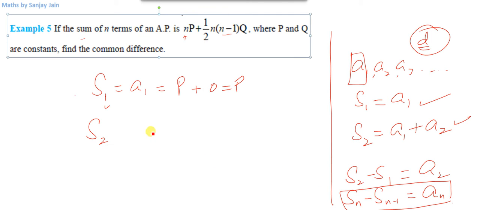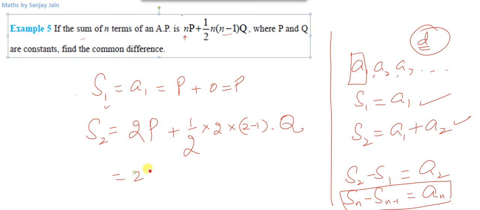Okay, so let us talk about S2. What is S2? I'll need to replace n with 2, so I'll have 2p plus 1 by 2 into 2 into 2 minus 1 into that constant q. So this is 2p, and this 2 will get cancelled. 2 minus 1 is 1, so 2p plus q is S2, right?